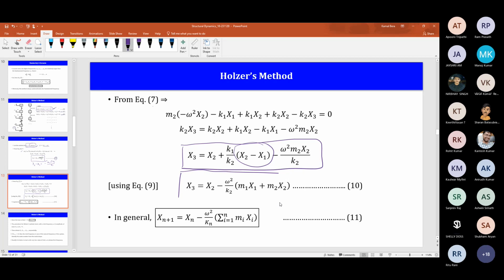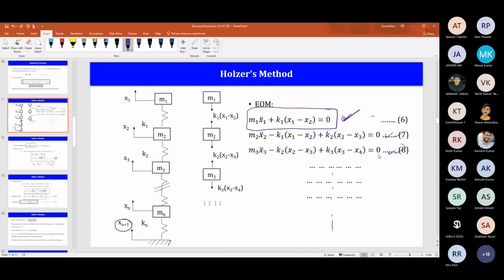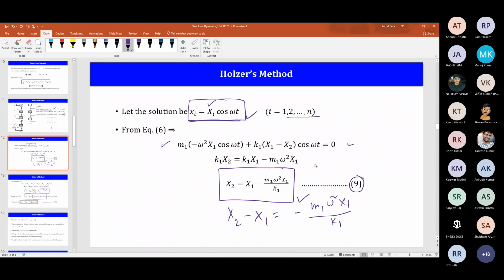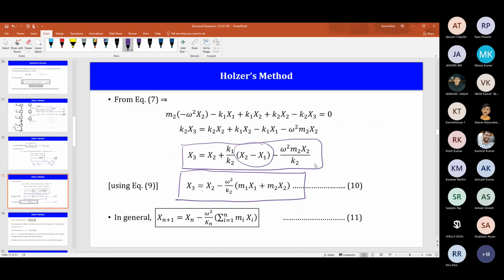Then you will get this. Okay, so if you repeat the procedure, if you consider now the third equation, that is equation 8, and similarly, if you substitute here from x3 minus x2 from equation 10, then finally you get to x4, and so on and so forth.